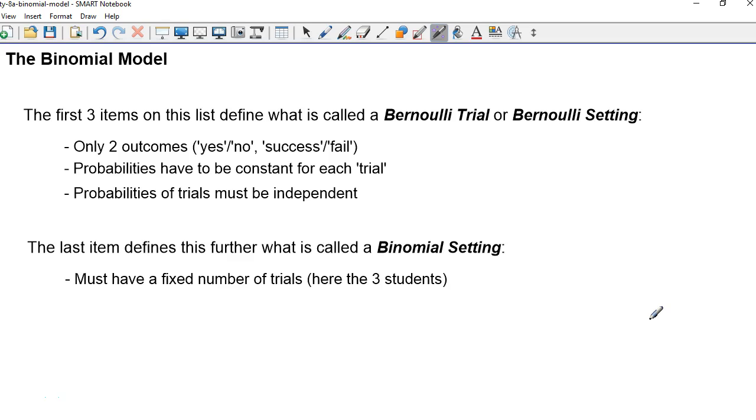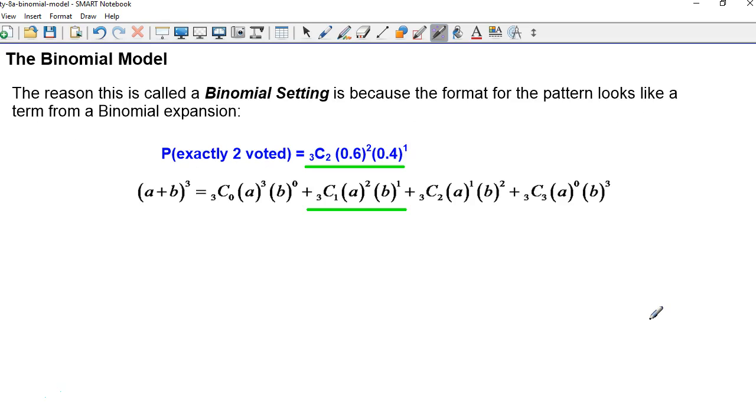Okay, the last item, having a fixed number of trials, further defines this more specifically as a Bernoulli trial binomial setting. So specifically, if we have a fixed number of trials, the 3 students in this case, we can call it a binomial setting. The reason it's called a binomial setting is because of the format for the pattern. If you look at that format that we have, 3 choose 2, 0.6 squared times 0.4, it looks the same as a term in a binomial expansion.